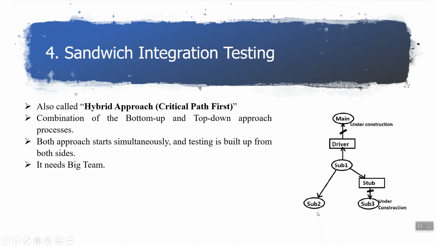So this image shows the same main driver: if main is under construction, then we take a driver as a calling program. And here for the sub programs, if there are two different sub programs and any of them is under construction, then we take a temporary stub, which is a called program, for the testing of this sub 1 module.